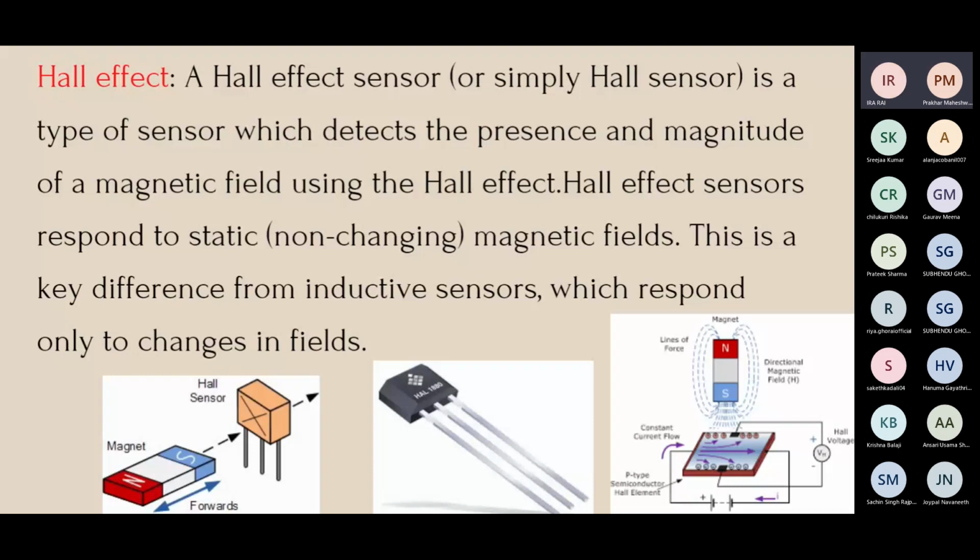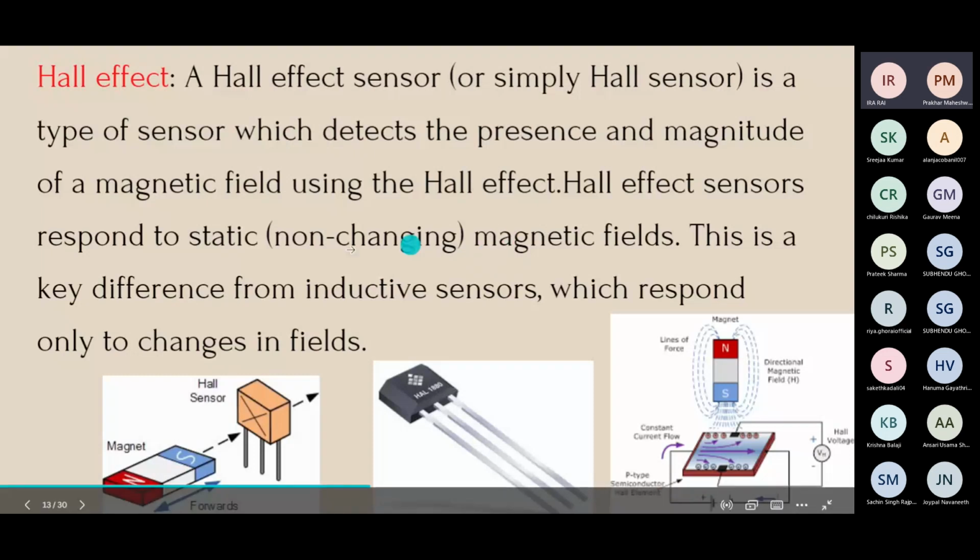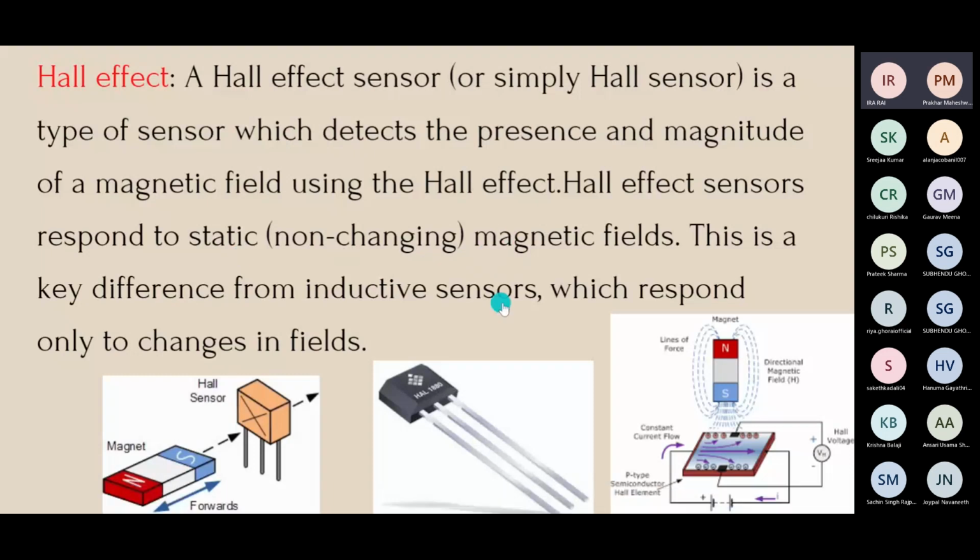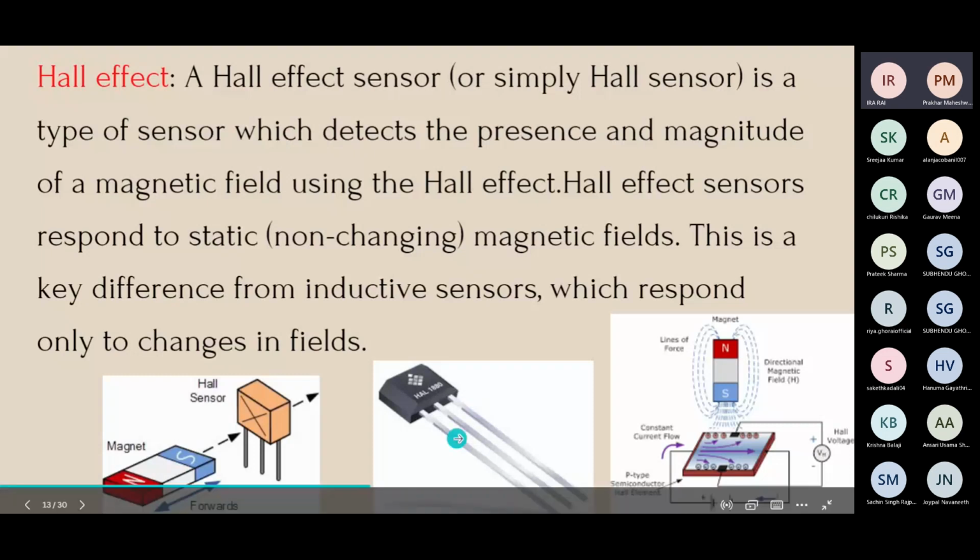So Hall effect sensors respond to static, non-changing magnetic fields. So this is an important difference. Like this is the key difference from inductive sensors. So in case of inductive sensors, the magnetic field was variable, which was important for the production of eddy currents. But in this case, the magnetic field need not be variable. It is static, so it can detect magnets easily. So this is what a Hall sensor looks like. This is the Hall effect.